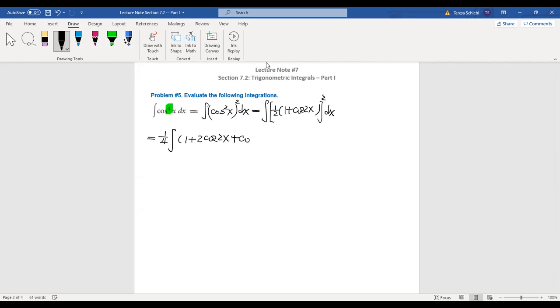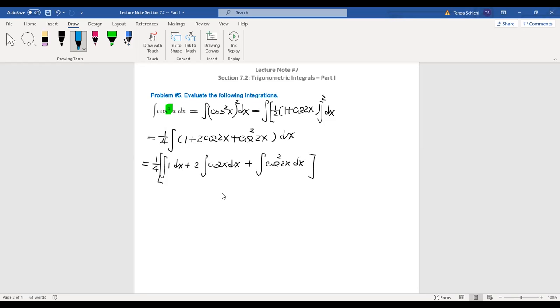Then plus cosine square 2x dx. All right, okay, so now I can separate that. So you will say that this is 1/4, then this is 1 dx plus 2 times the cosine 2x dx, then plus cosine square 2x dx. Okay. So when you do this, you find out, all right, this one.